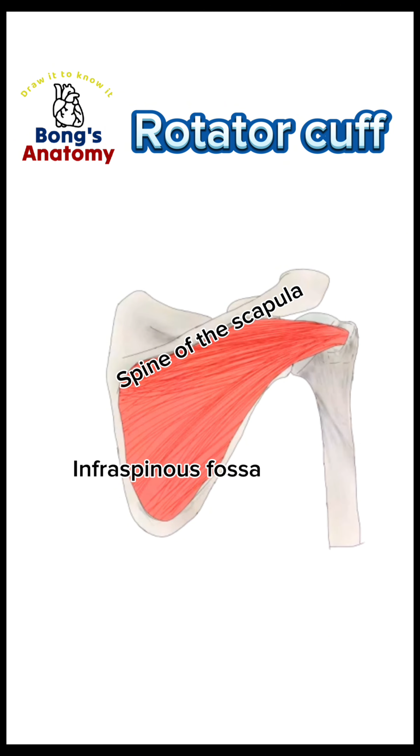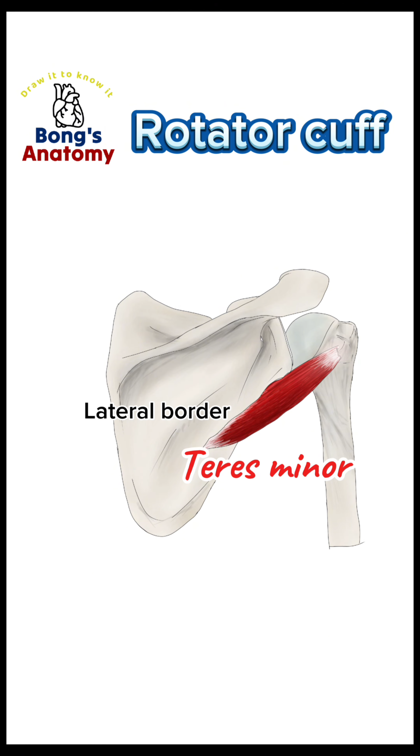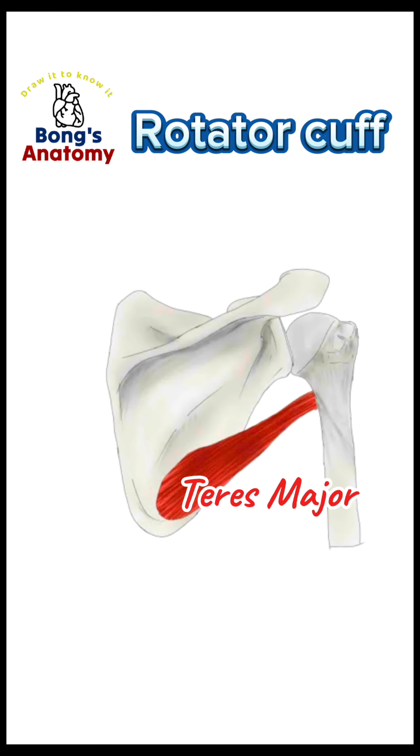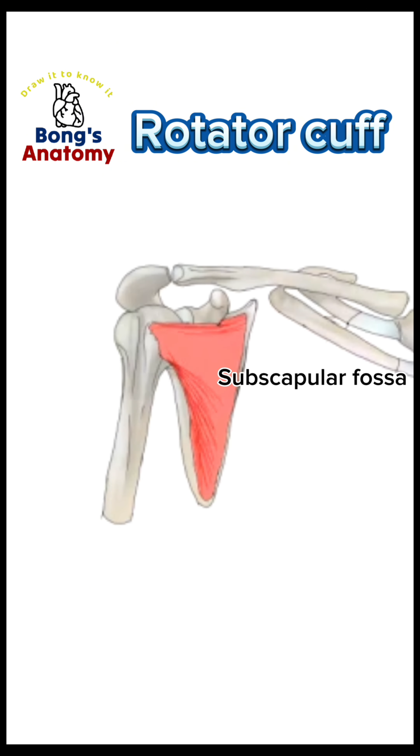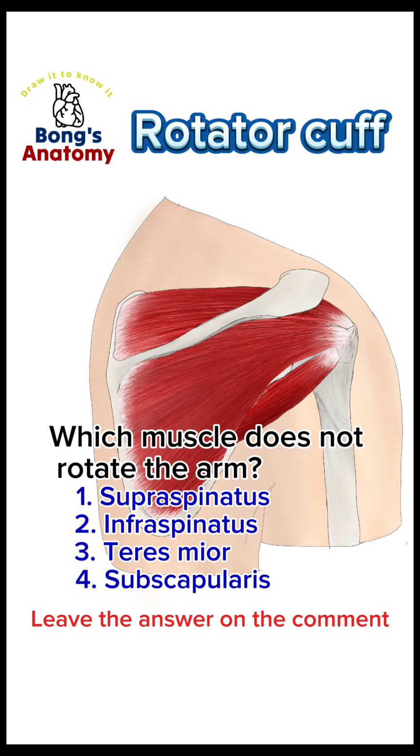This one is inferior to the spine. Now you can guess that it shall be called infraspinatus. Teres means rounded. We have 2 rounded muscles here, and this is the small one, so it is teres minor. Many students include teres major, but it isn't. Last one is on the anterior side. It is under the shoulder blade. Latin word under is sub, and shoulder blade is scapula. So, we name it subscapularis. Take the quiz and leave the answer in the comments.